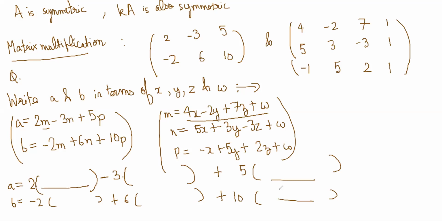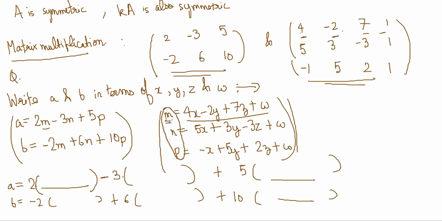So we can represent this through something called matrix multiplication, where we are basically representing m, n, and p using this matrix. Notice that this is the coefficient matrix: 4, minus 2, 7, 1, and x, y, z, w are here. This is a linear combination, so m is equal to this, n is equal to this. This is a system of 3 equations with 4 unknowns.